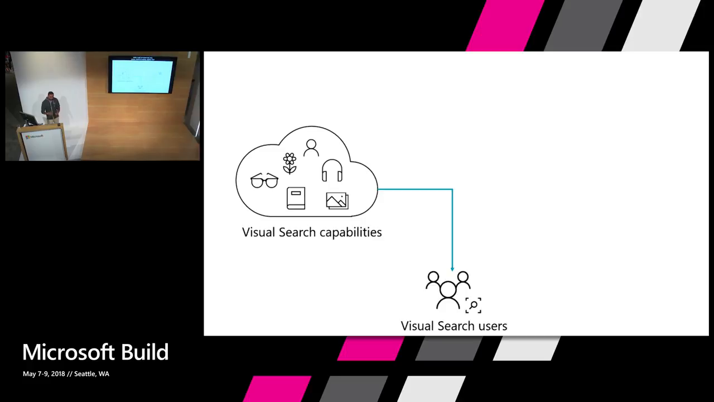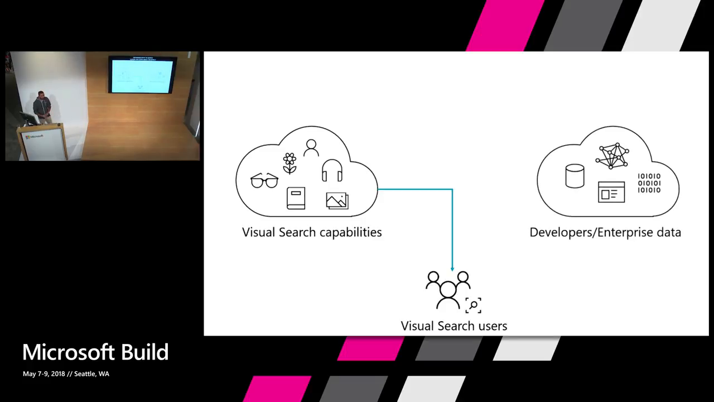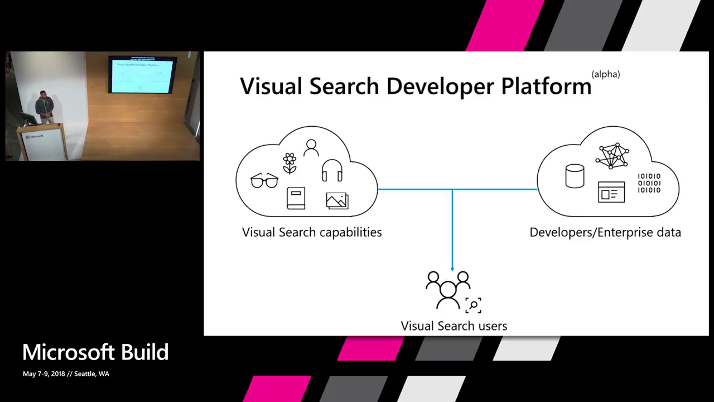And something we notice is that enterprises, developers, and companies also have interesting computer vision recognition models. They have catalogs of data around images. They have interesting web data and knowledge that they can share. But right now, there's no way for you to tap into our visual search users with your data. So today or yesterday, we announced our Visual Search Developer Platform in alpha, which bridges this gap and allows you to leverage our visual search capabilities and infuse them with your data and AI and provide this as an experience to our visual search users across all of our enterprise products and services.